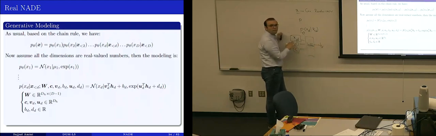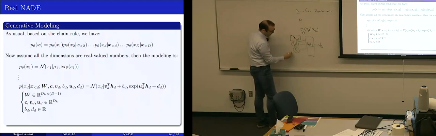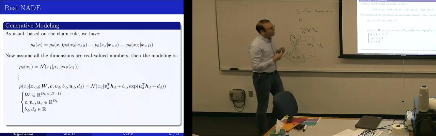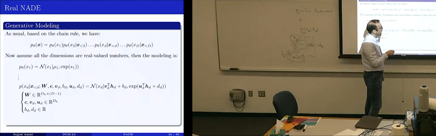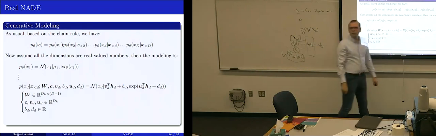You know how. You multiply, for example, if it is XD, I have this notation. This is how, and a nonlinearity. This is how HD is generated. Okay? And then, using that HD, I generate the mean and the variance.